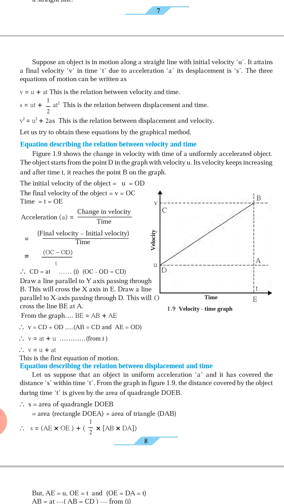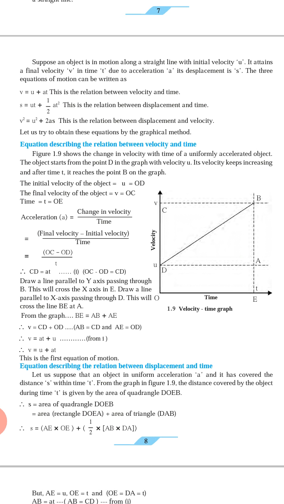The initial velocity of the object is u. It is represented by OD. Final velocity is v, which is marked at point C, and it is represented by OC. Time is t, which is expressed on the x-axis by point capital E. Time t is represented by OE.